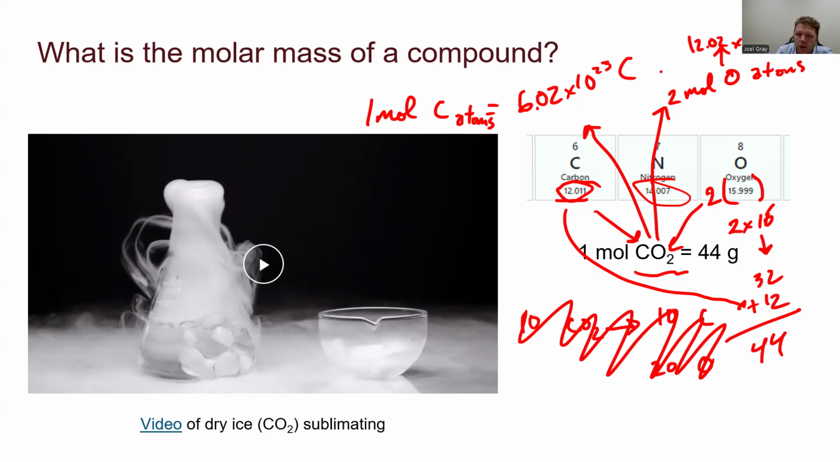But with that said, what do we know about nitrogen? Nitrogen loves to exist as a diatomic element, so N2. So if you have 1 mole of N2, you actually have 2 times 14.007, which is 28 grams of N2.